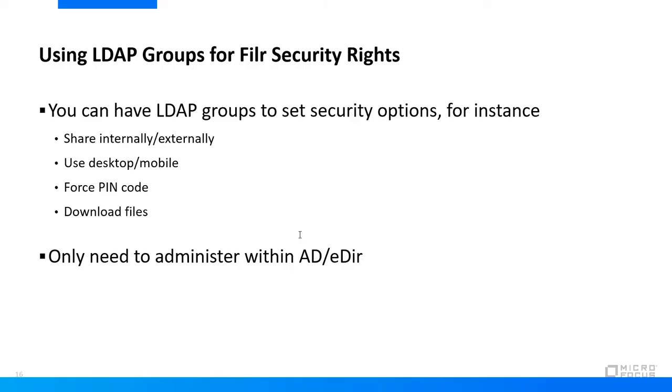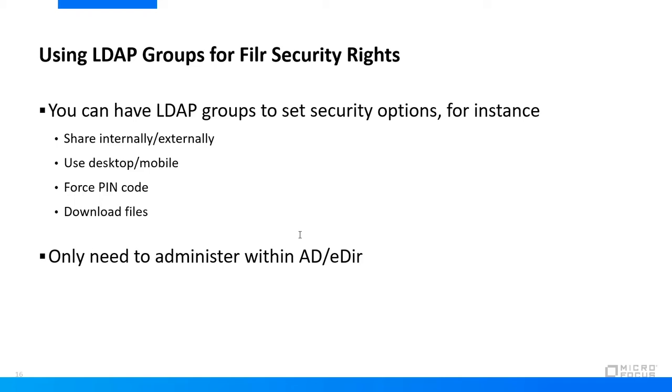Something else that we can do with groups is use them for security rights. So for instance, if I want to manage who can share internally, who can share externally, but not from within Filr but from within Active Directory or eDirectory, I can create a group there that I add users to, and then that will take effect within the Filr environment.